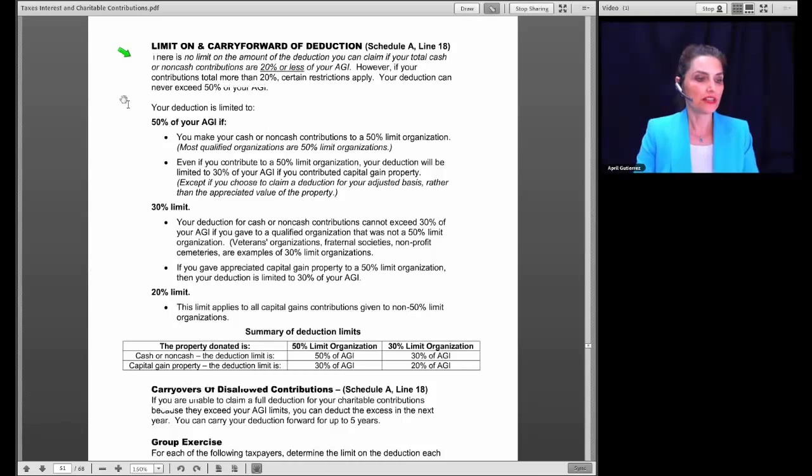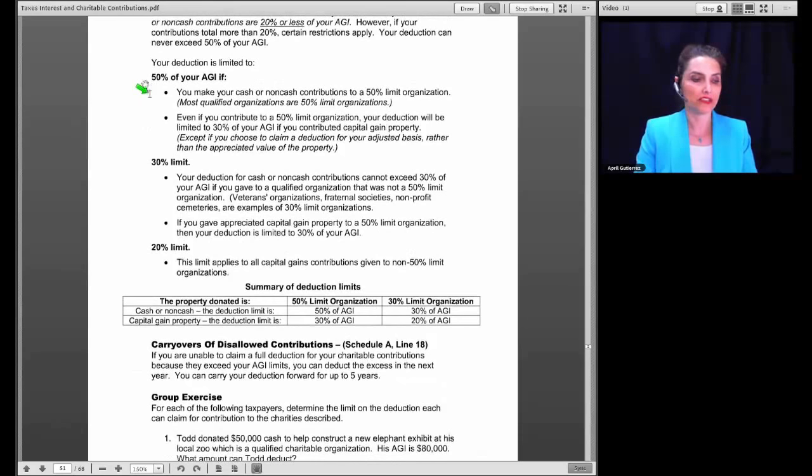So your deduction is going to be limited to 50% of your adjusted gross income if you make your cash or non-cash contributions to a 50% limit organization. And most organizations are 50% limit organizations.